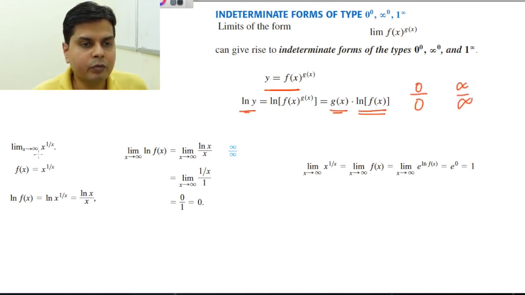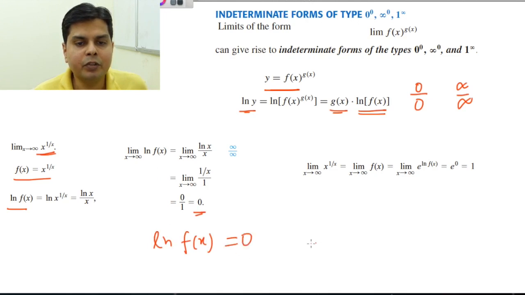For example, suppose I have to find limit x tends to infinity x to the power 1 by x. I write f x is equal to x to the power 1 by x, then ln f x will be ln of this thing, that is ln x by x. Now when I find the limit of this thing, that is ln x by x, this is infinity by infinity form, x tends to infinity, this is infinity, this is infinity. So when I differentiate, it is 1 by x by 1, that is 0. So ln f x limit is 0, so f x limit will be, base e to the power 0, which is equal to 1.